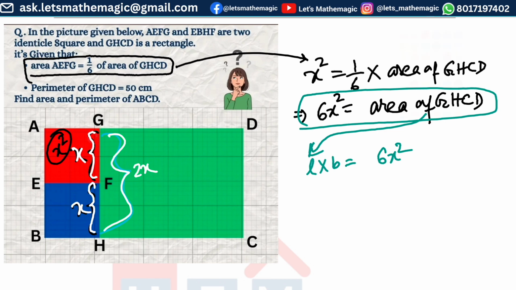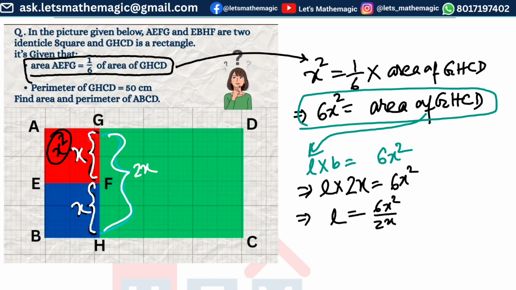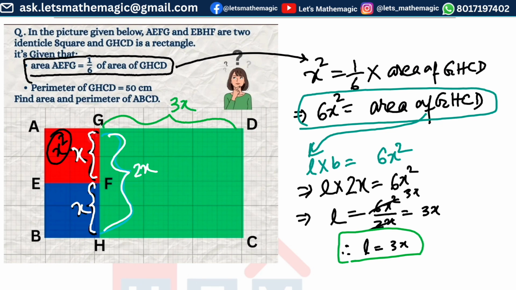Putting the formula back, L into 2x equals 6x squared, so L equals 6x squared by 2x, which after cancellation gives me 3x. Therefore the length is 3x. Do you all agree with this? That means GD is actually 3x. These are very vital data. Now the length is 3x and the breadth, as we just saw, is 2x.